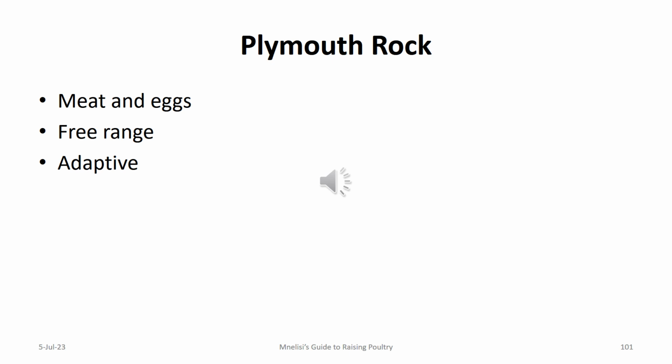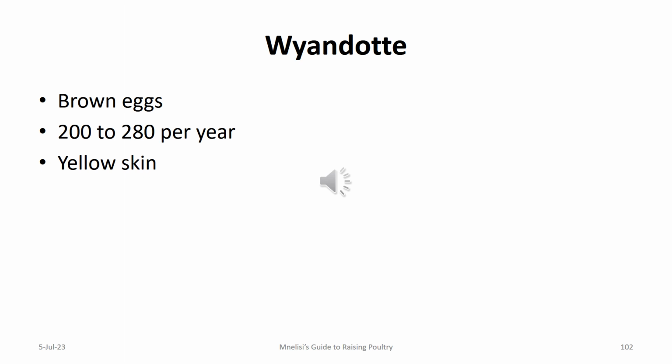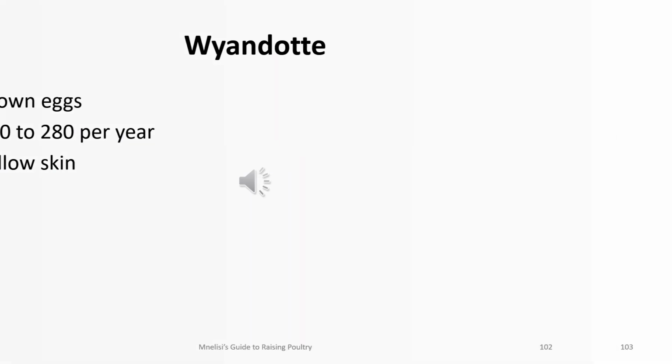Plymouth Rock. This chicken is both a broiler and a layer. It does well as a free-range chicken and it's very adaptive. Wyandotte. From this chicken you will expect between 200 to 280 brown eggs per year. It's a chicken with a yellow skin.